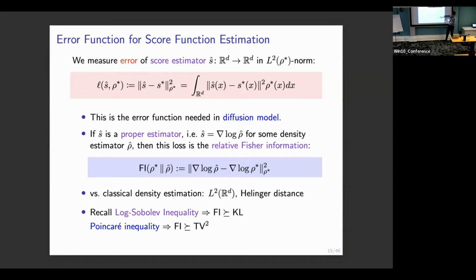So how does this relate to other quantities? Usually Fisher information is larger. Recall that the log-Sobolev inequality says that Fisher information is an upper bound to KL, and Poincare, for example, says that Fisher information is an upper bound to TV squared, and TV squared and Hellinger are comparable; they are sandwiched between each other. So typically this Fisher information is a larger quantity, but here we basically want to reverse this inequality. We want to get an upper bound to this error loss.